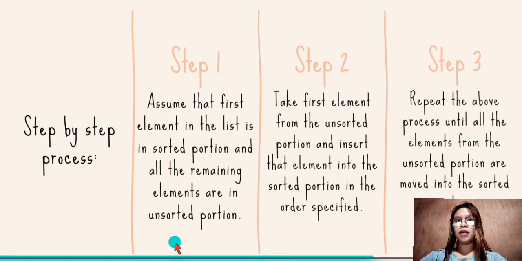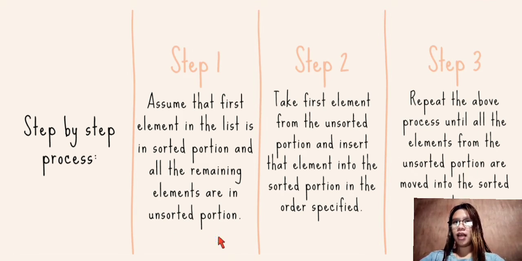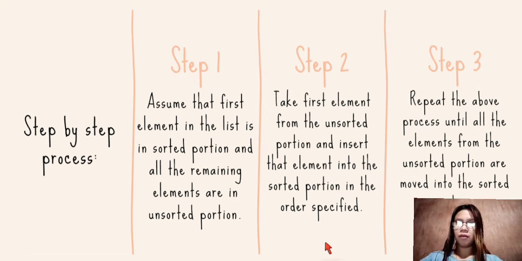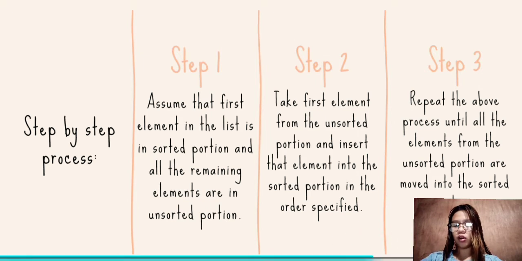Step 1 is to assume the first element in the list is in the sorted portion and all the remaining elements are in the unsorted portion. Step 2, take the first element from the unsorted portion and insert the element into the sorted portion in the order specified. Step 3, repeat the above process until all the elements from the unsorted portion are moved into the sorted portion.